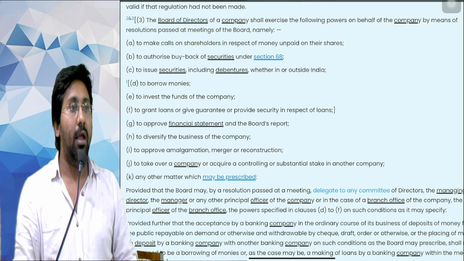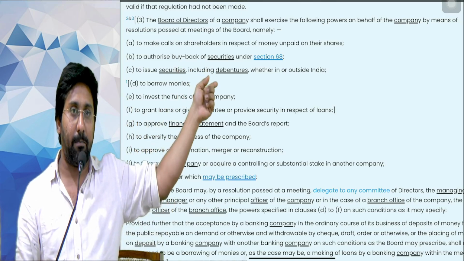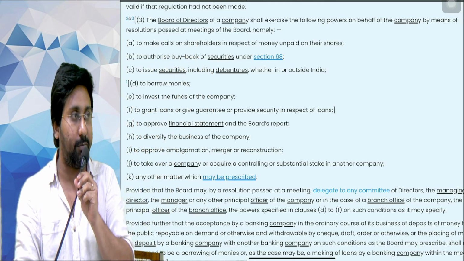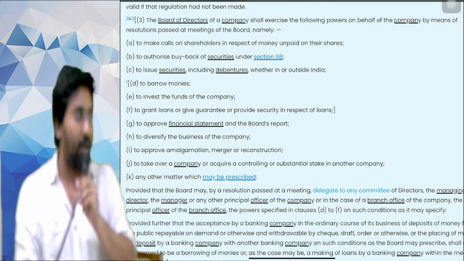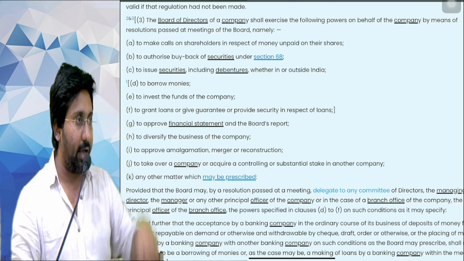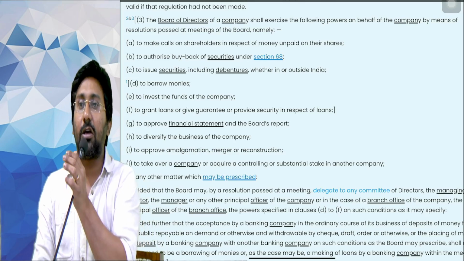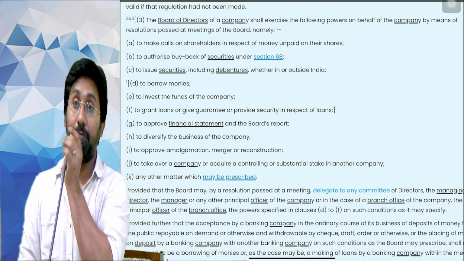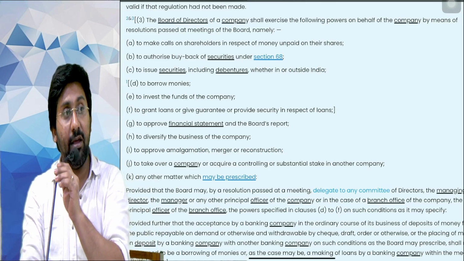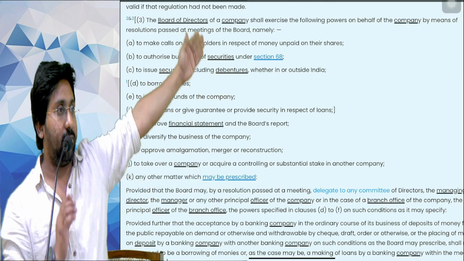11. Making calls on shares, authorization of buyback, issue of securities, borrowing funds, investing funds of the company, granting loans, giving guarantees and providing any securities in respect of a loan, approving the annual financial statement, diversifying business, approving mergers and amalgamations, and approving takeovers, and any other power as may be prescribed. A to K, how many are there totally? 11 powers of the board. These powers are to be exercised only by whom? By passing a resolution in a board meeting.